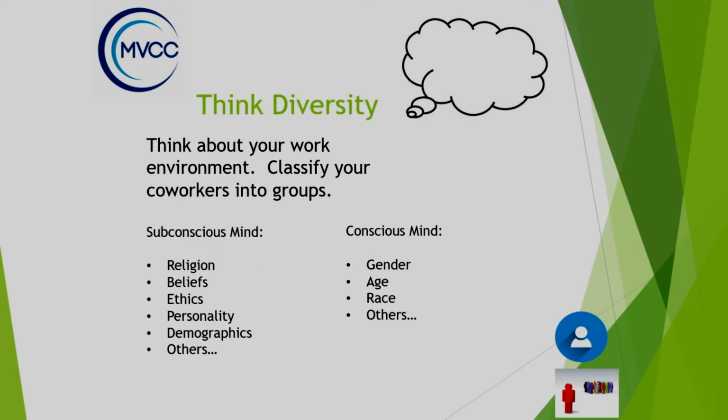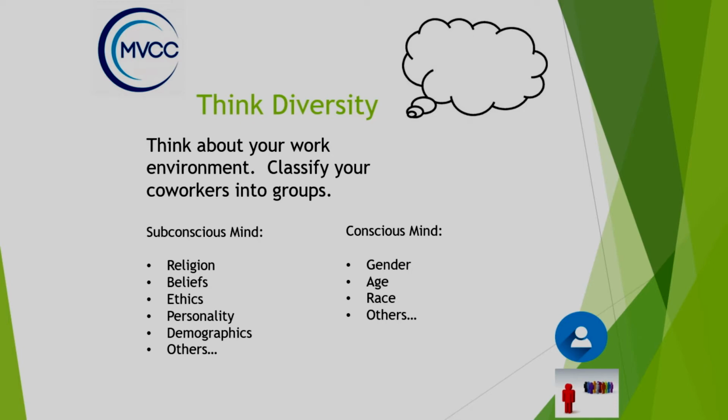After you've identified your groups of where you've put your coworkers, if it is under conscious mind, put a C. For example, if it's gender, you would put a C for conscious mind. If you've identified by different religions, you're going to put a CS for the subconscious mind or the unconscious mind.